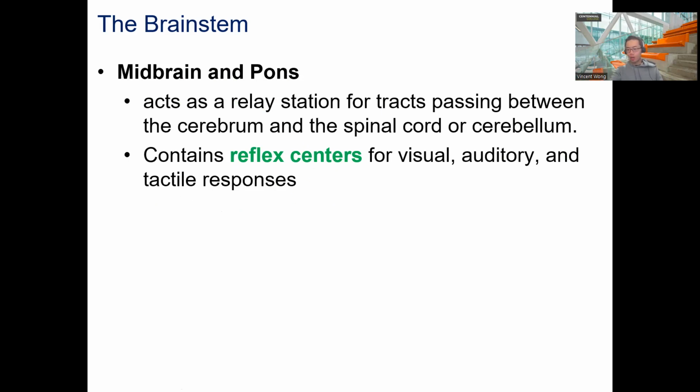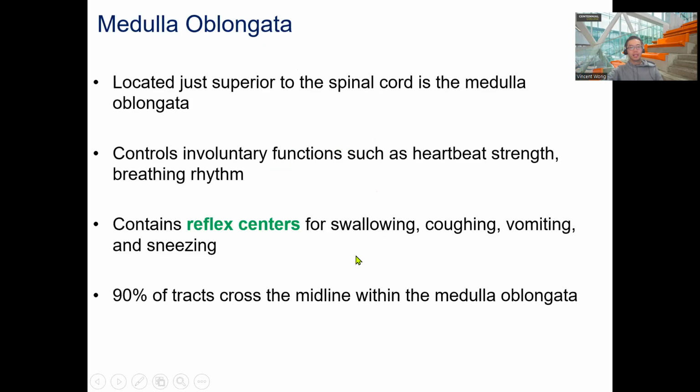It's not just a sharp object or a hot surface, right? It could be other kinds of touch as well. Like you touch something gross, right? Ugh, you have that recoil, that reflex. Okay, midbrain and pons. Yeah, that's all we're going to talk about for midbrain and pons. They have reflex centers, and then they have multiple tracks going through them.